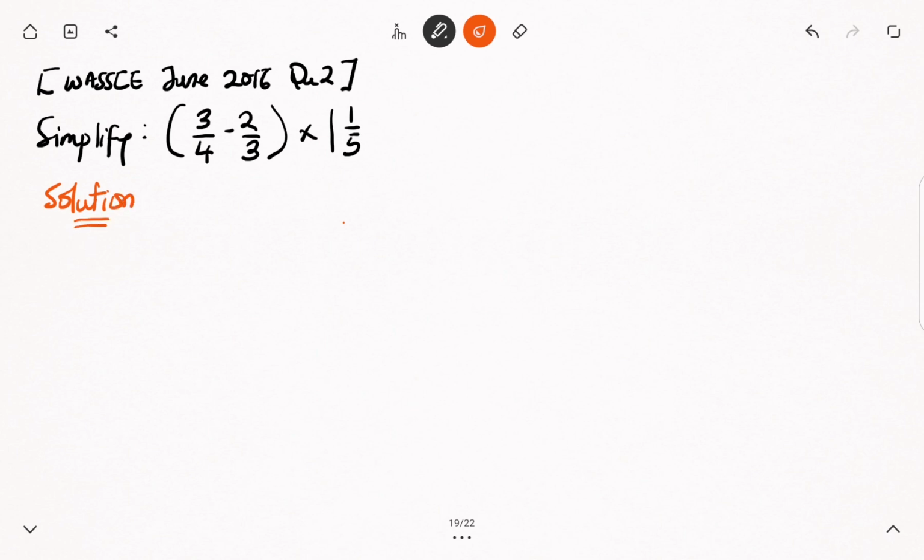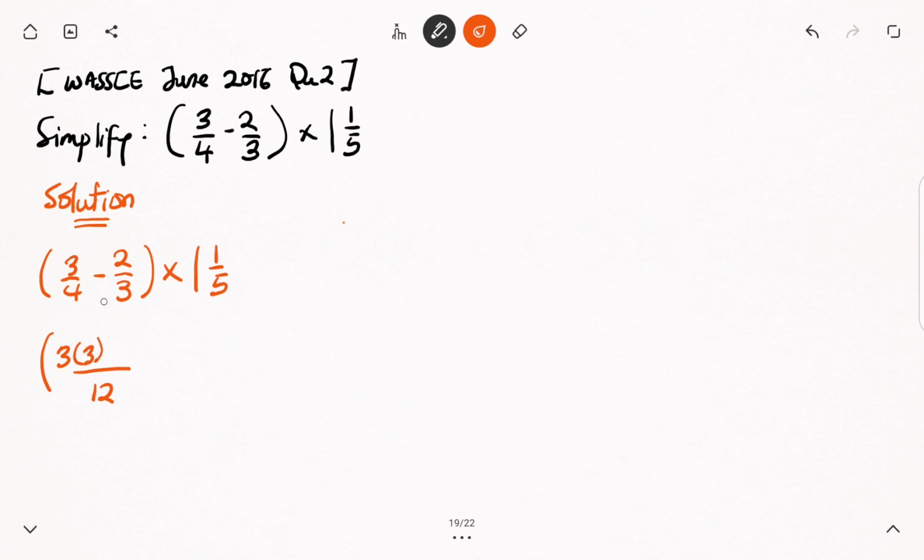Okay, so we have the expression 3 over 4 minus 2 over 3 multiplied by 1 whole number 1 over 5. Right, so the first thing we need to do is to simplify what we have in the bracket before we use it to multiply what is outside the bracket. So if I look at the content in the bracket, I have 2 unlike fractions. So I need to find the LCM of 4 and 3, and that is 12. Now 4 will go into 12 3 times. That 3 will multiply the 3 on top of the 4.